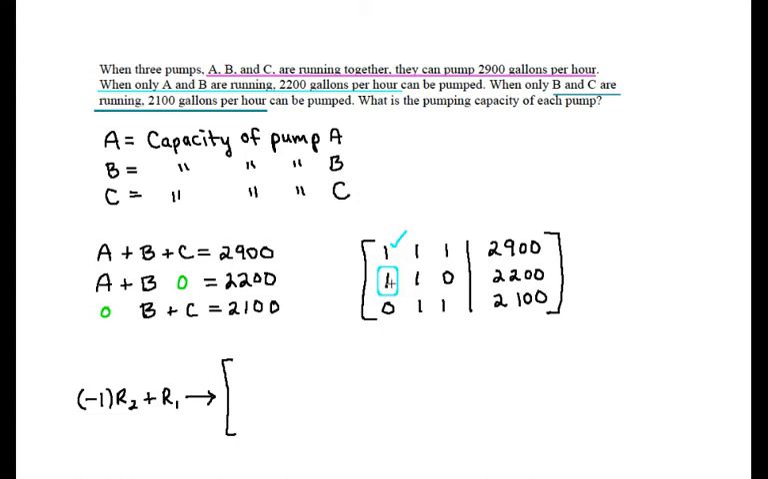This one is simple enough that we can probably just figure out what the result is without writing anything out, right? So our first row is staying the same. And for this row, I'm just going to subtract. 1 minus 1 is 0. 1 minus 1 is 0. 1 minus 0 is 1. And 2,900 minus 2,200 is 700. And the bottom row is staying the same at this point.